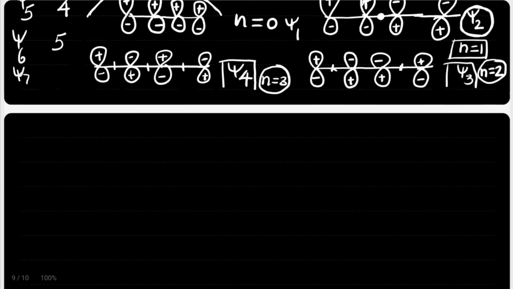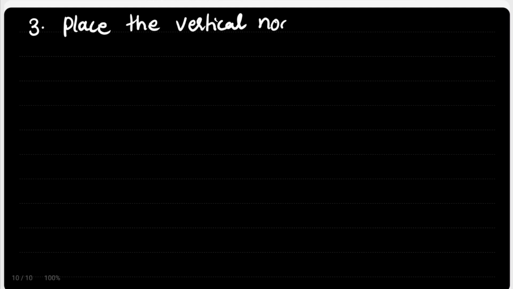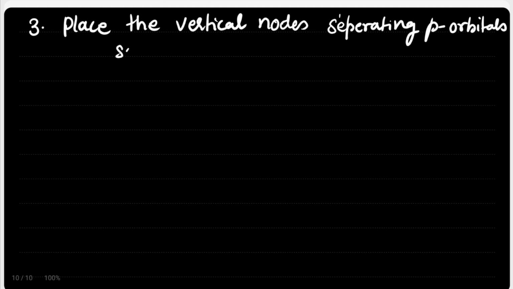The third important point is to place the vertical nodes separating the p orbitals. I have just explained how you can put the node, and here also the modus operandi is explained. Place a vertical node which separates the pi orbitals so that, number one, they are asymmetrically arranged along the molecular backbone.